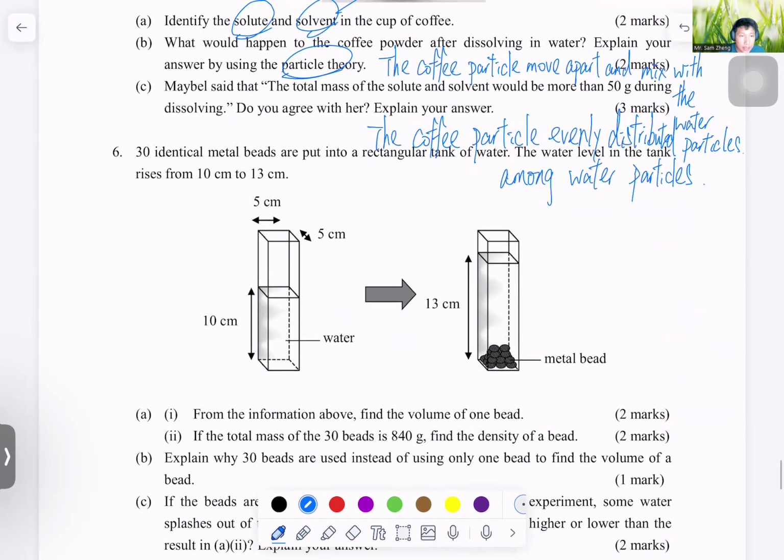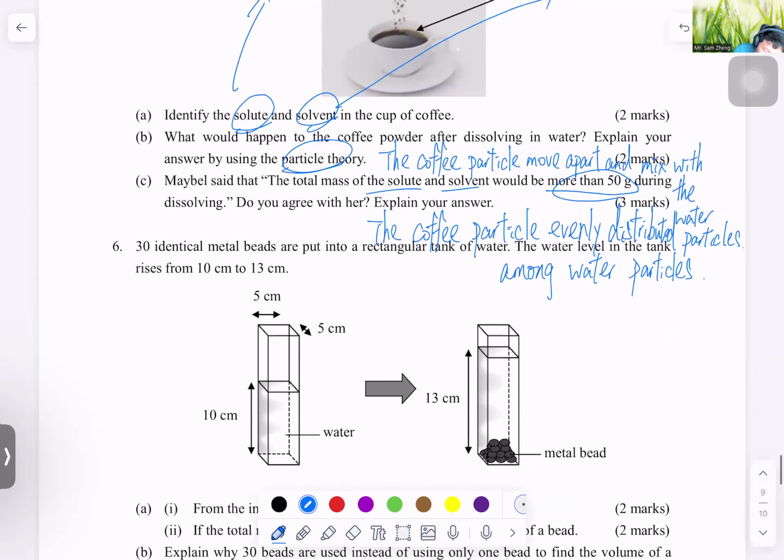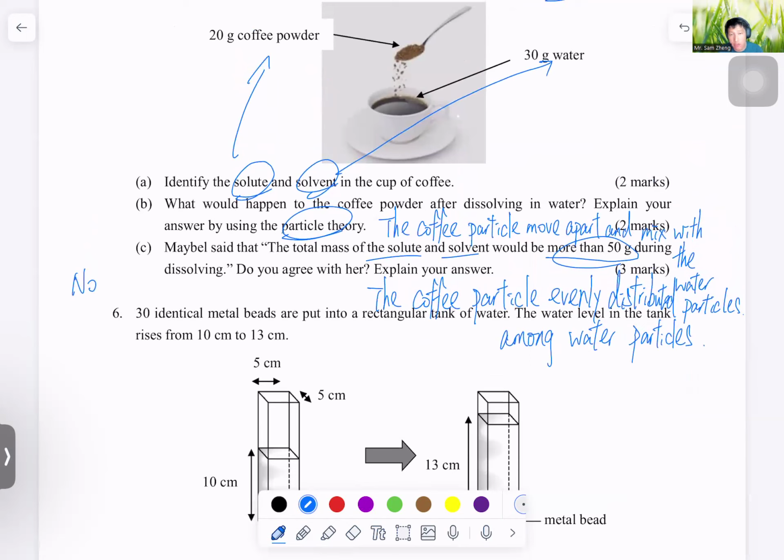A student said that the total mass of the solute and solvent would be more than 50 grams during dissolving. Do you agree? Definitely we would not agree. Why? Because the total mass of solute and solvent would not increase. For example, we only have 20 grams of coffee powder and 30 grams of water. It should be the sum of these two, but not more than that, as no other substance is created. So the mass will be conserved.